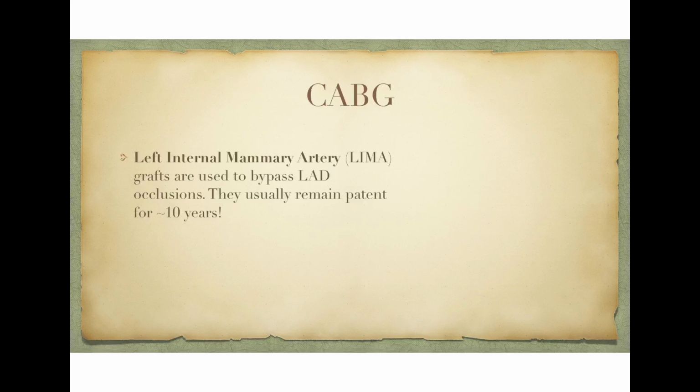CABG, like I discussed before, is indicated when a patient underwent PCI and they found a 50% or more blockage in the left main, 70% or more stenosis in 3 vessels, or a complex anatomy that couldn't be easily stented. There are 2 kinds of grafts that are used in CABG. One is the left internal mammary artery graft, or LIMA, and they're used to bypass any LAD occlusions. They're really robust, and they can remain open for 10 years and even longer.